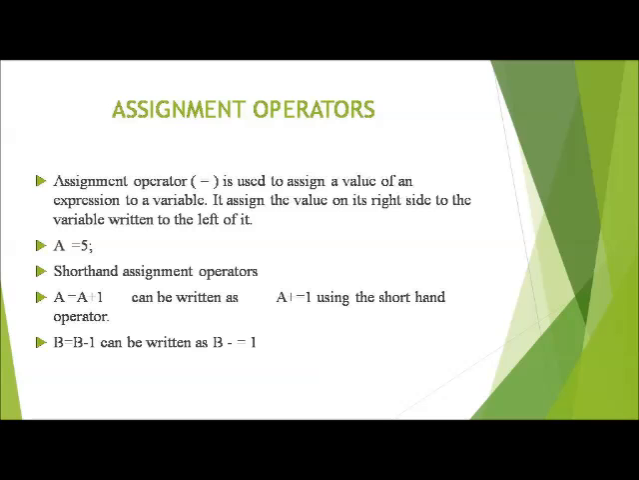It assigns the value on its right side to the variable written to the left of it. A equals 5. Shorthand assignment operators. The expression A equals A plus 1 can be written, using the shorthand operator, as A plus equals 1. Similarly, B equals B minus 1 can be written as B minus equals 1.